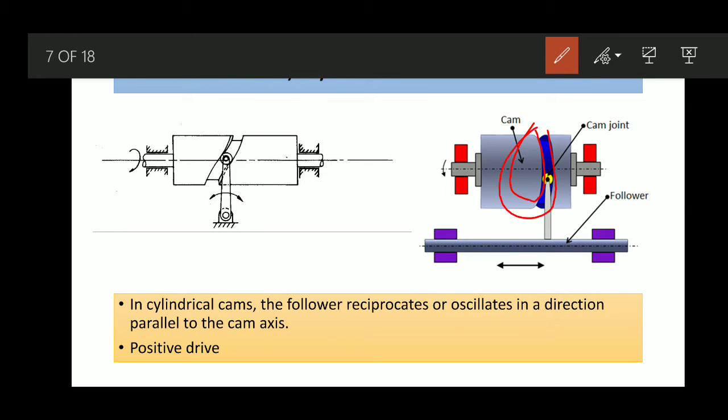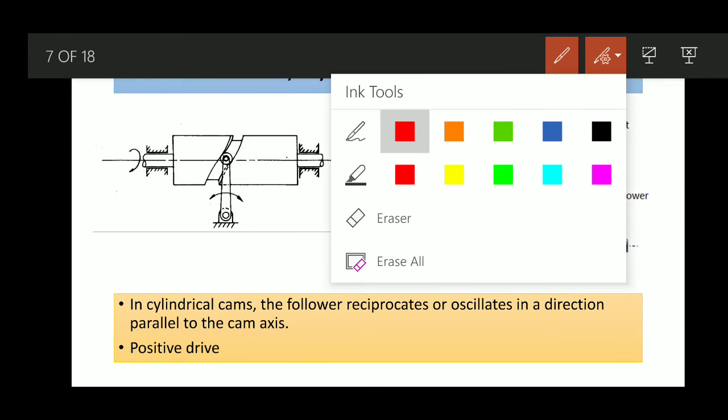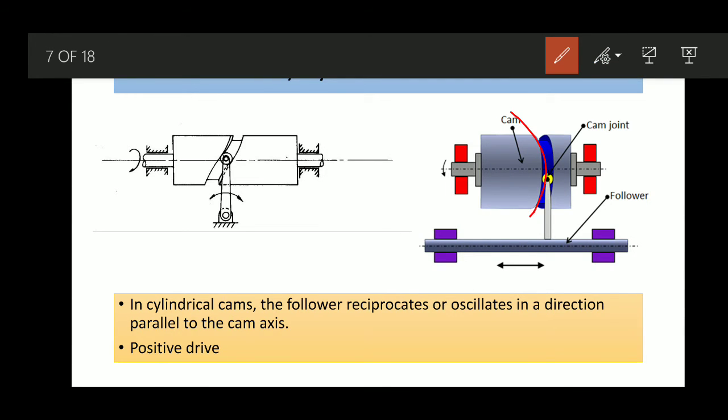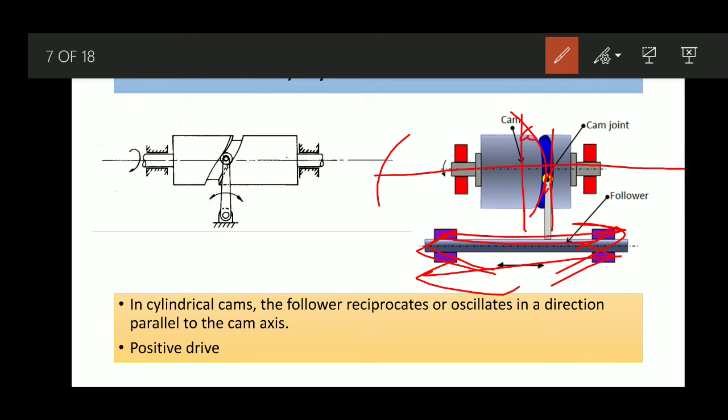Due to this arrangement, depending on the contour made on the groove, the follower moves accordingly. As this portion is always inserted in the groove, whatever portion of the groove comes in contact, whatever the shape, sometimes this portion will be in contact, sometimes that portion, and based on this the follower will move in this particular direction. As you can see, the direction of movement of the follower is parallel to the axis of the cam. So these are cylindrical cams.